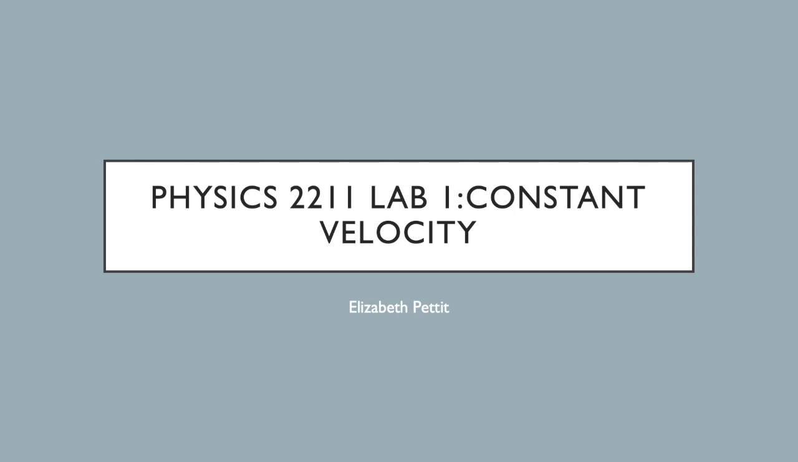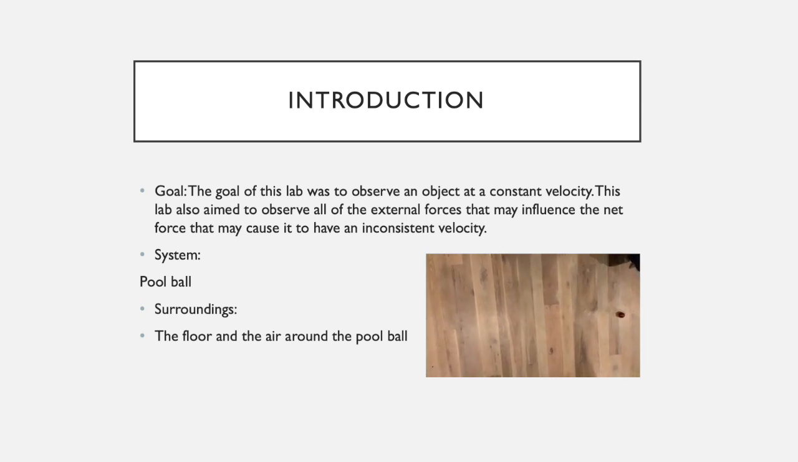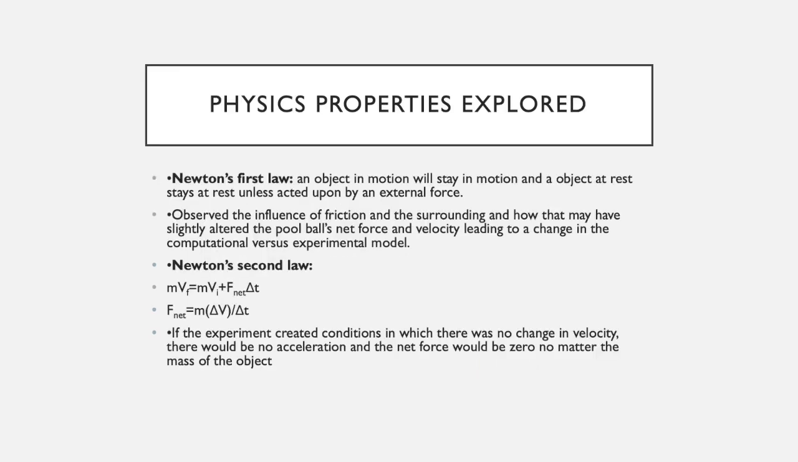This could lead to the exploration of any external forces that may cause your experimental data to not precisely match the computational data that has a net force of 0. To begin this experiment, I rolled a pool ball which acted as the system, and the surrounding was everything around the ball. The physics properties explored were Newton's first and second law of motion.